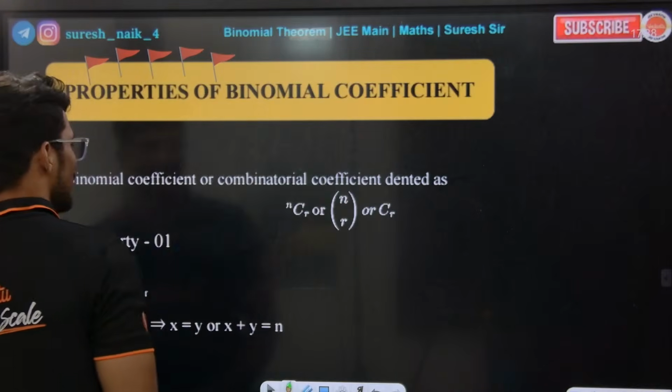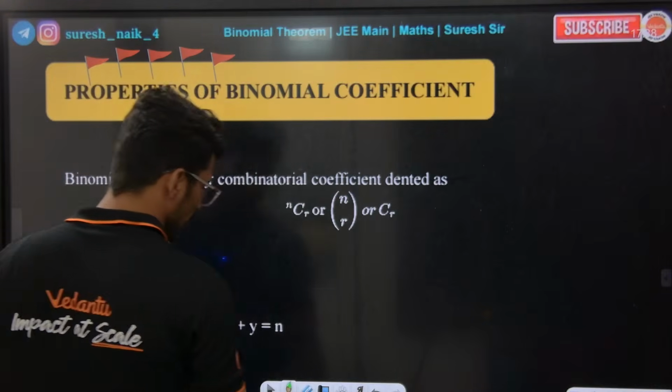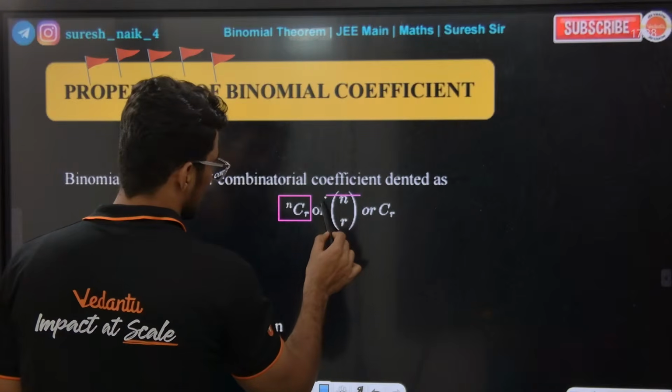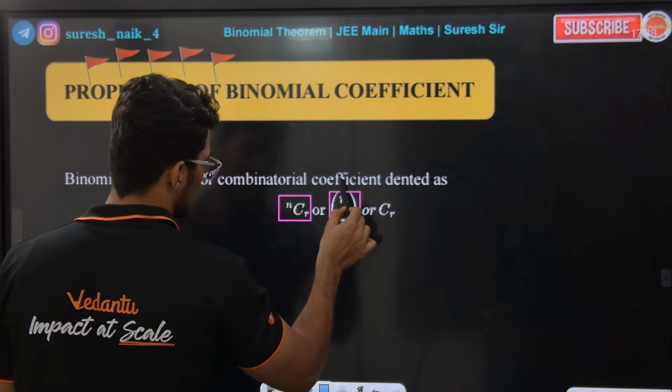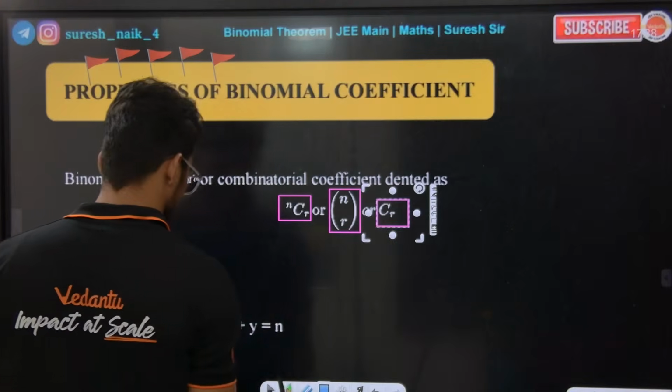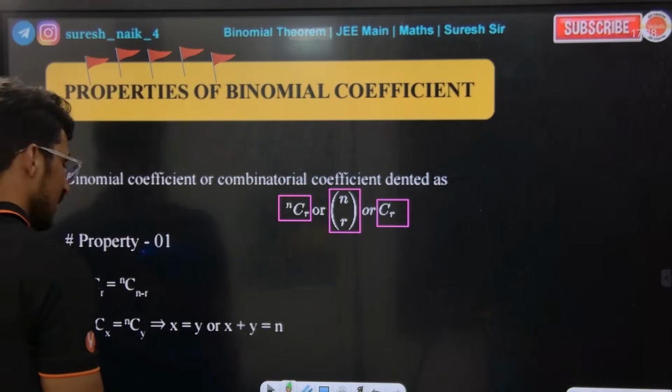Okay, so binomial coefficient or combination. See, how do you denote binomial coefficient basically? NCR. NCR can also be denoted as N, R in the bracket like this. NCR can also be denoted as just CR. You correct that. Okay, so I'll teach you beautiful properties.